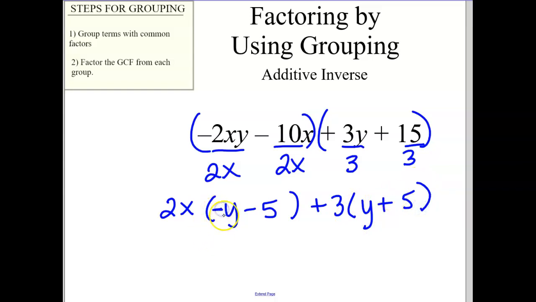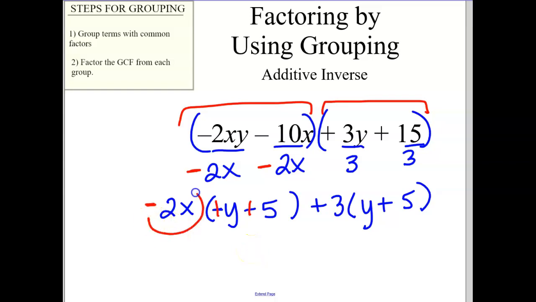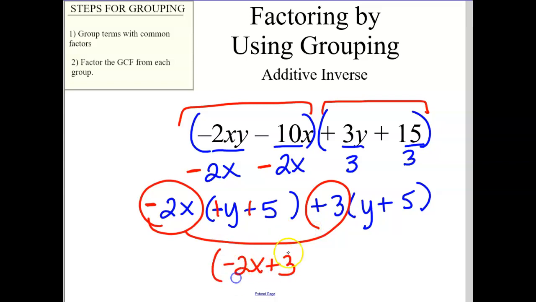Oops, Mrs. Rodriguez forgot that negative on the y. All right, so again, I see that I have exactly the opposite of what I want. If I would have caught it early, I could have just taken out a negative, because you can start thinking ahead of the game. You can see that the first two terms here are negative, but the last two terms here are positive. So when you take something out, you're not going to get the same thing. So you can think ahead and say, nope, I'm going to take out a negative so I can get the same thing. So now we have the same thing. We can group these together. Negative 2x plus 3 multiplied by y plus 5.